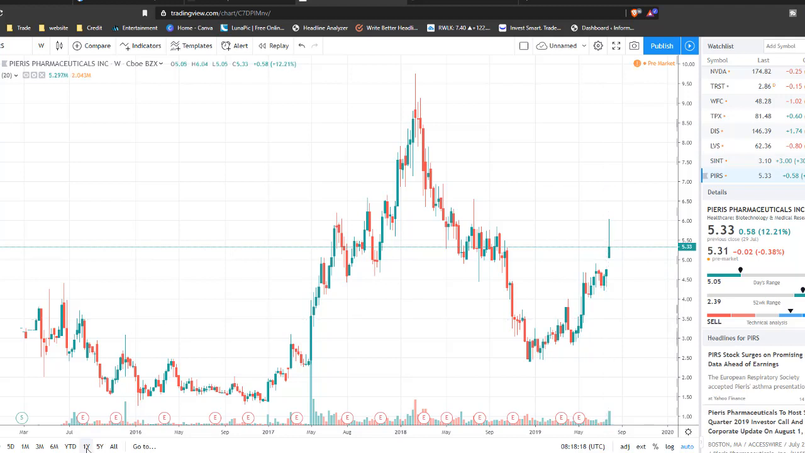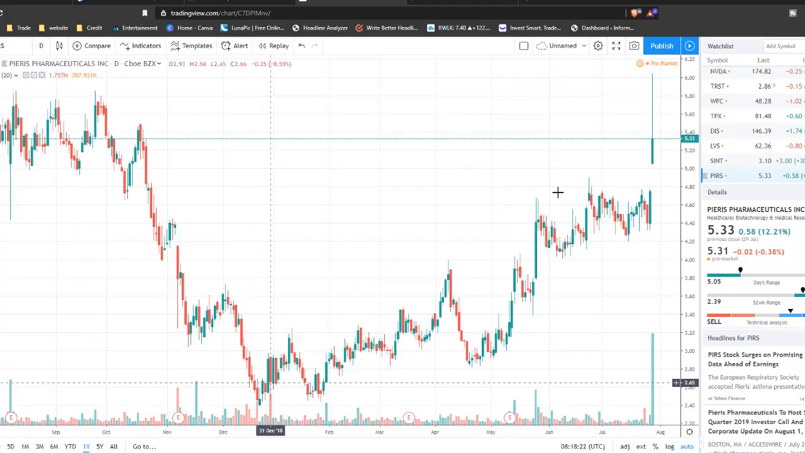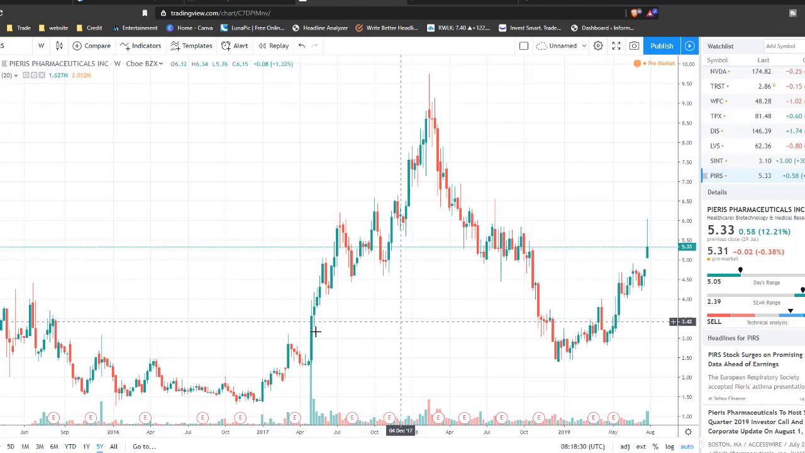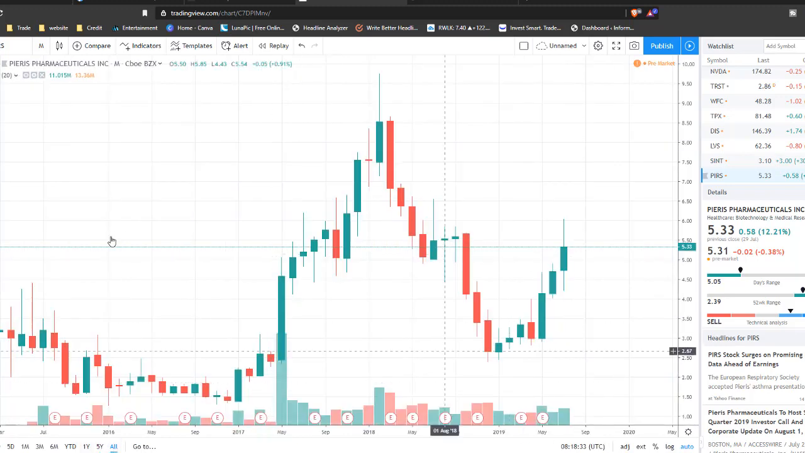What is the stock doing? We can see over here the stock went up and then went down. Now it's consolidated in this area and it's moving up. We can also check the 5-year chart to see what the stock has been doing. You can look at the all-time chart. You can do a lot of analysis using this free tool.